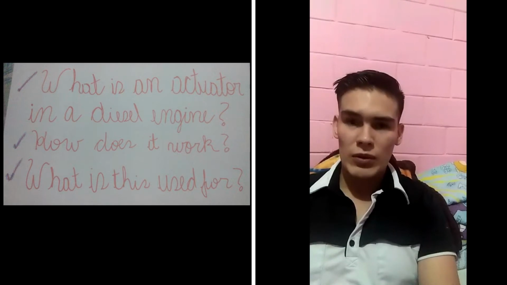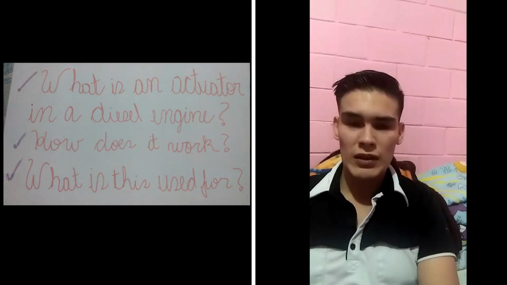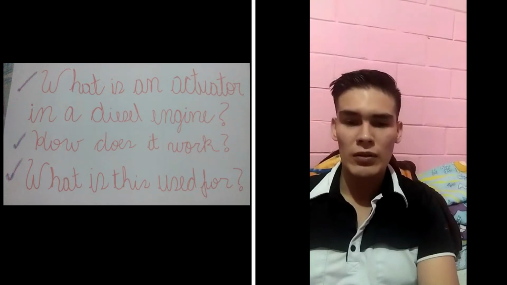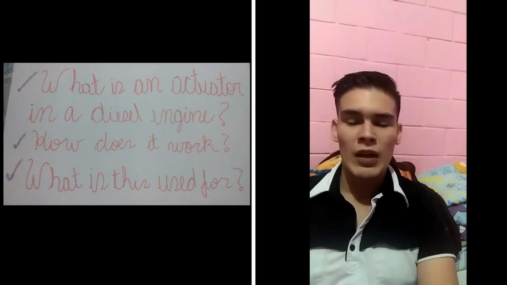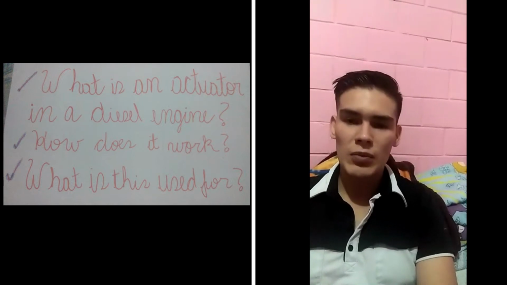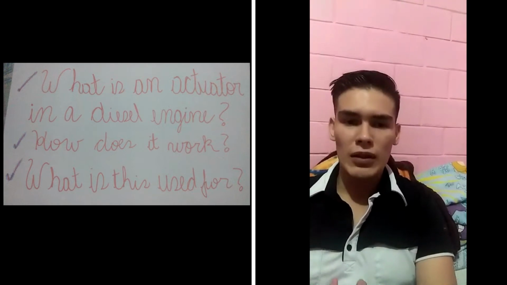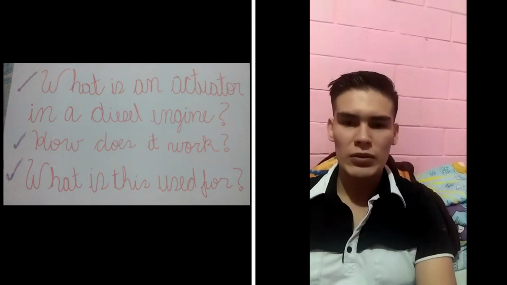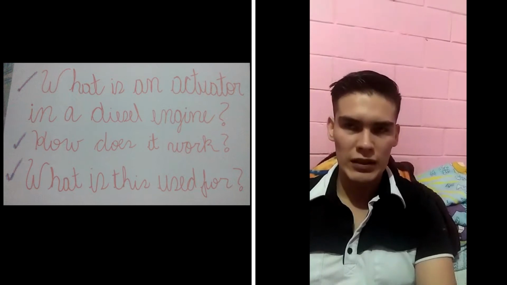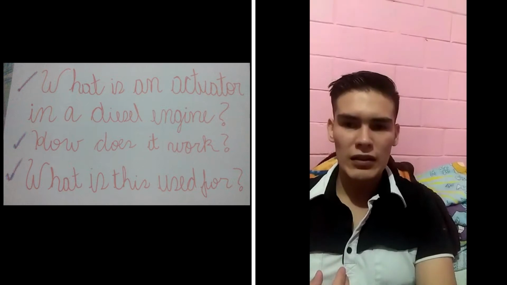The topic is actuators. What is an actuator in a diesel engine, what is it used for, and how does it work? An actuator on an engine is the component that controls and moves a mechanism or system, for example, by closing a valve. In simple terms, it moves something, and that creates the effect. A diesel engine actuator normally refers to the actuator in the fuel system, which controls the amount of diesel injected into the engine.